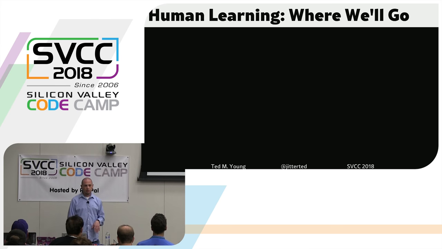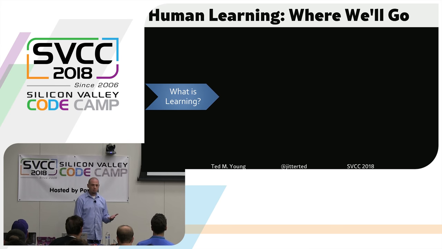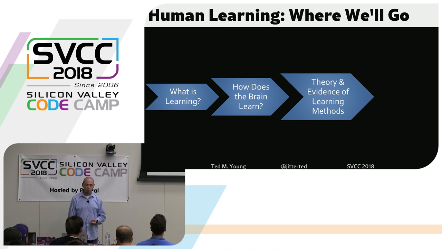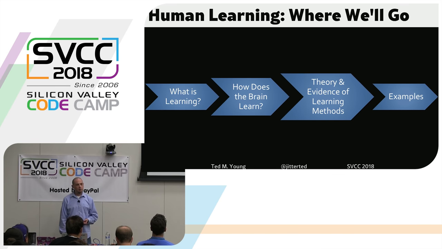So what we're going to do is look at what is learning, and it's not as obvious a term as it might appear. And then I'll look at how the brain learns. What are the parts of the brain? How do memory, attention, and long-term memory work together so that we can actually learn? We'll look at some theory and evidence. And then the best part is examples.